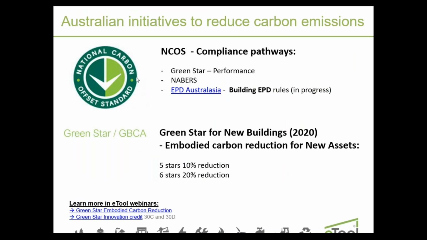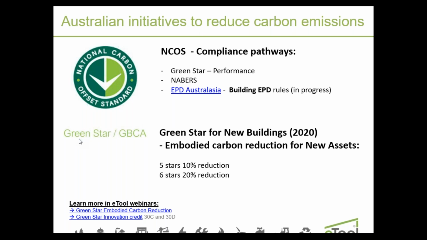As to measuring carbon neutrality, in Australia there are different organizations that can help you achieve this certification. One is NCOS, or National Carbon Offset Standard Compliance Pathways. You've got Green Star Performance, but also EPD Australasia, so you can produce a building EPD or a whole life cycle assessment of a building to calculate total embodied and operational carbon, and to show how much you would basically need to offset to become carbon neutral.